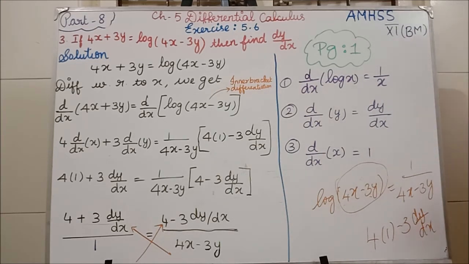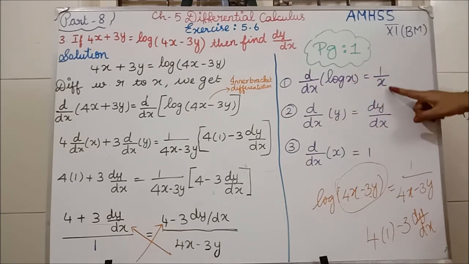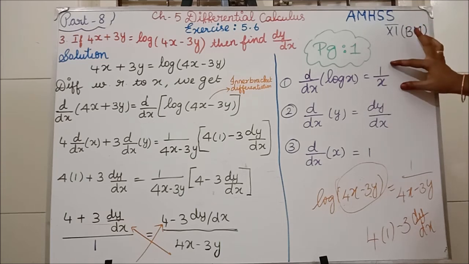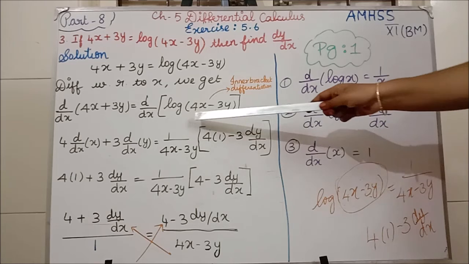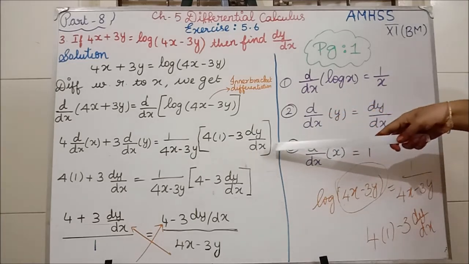See, I will write here. Only looking at the log x form, the differentiation of log x is 1 by x. Since we only have x, we write 1 by x. But here we have an inner bracket, so we are differentiating again. After writing this, one more time we are differentiating this.